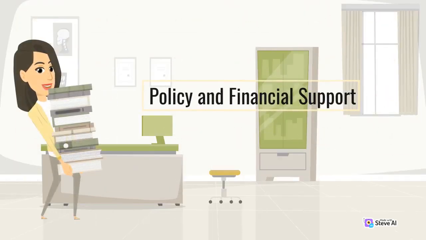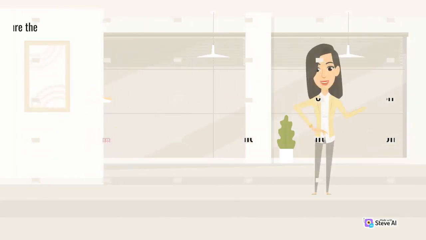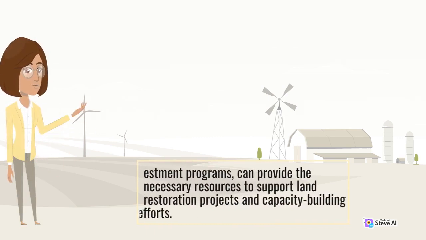Policy and financial support. To create an enabling environment for sustainable land management, governments need to prioritize the issue of desertification and incorporate it into national policies and strategies. Financial support is also crucial to ensure the implementation and scaling up of sustainable land management initiatives. National and international funding mechanisms, such as grants, loans, and investment programs, can provide the necessary resources to support land restoration projects and capacity building efforts.